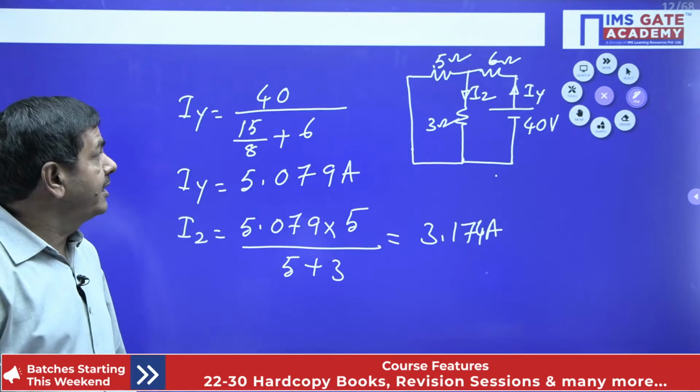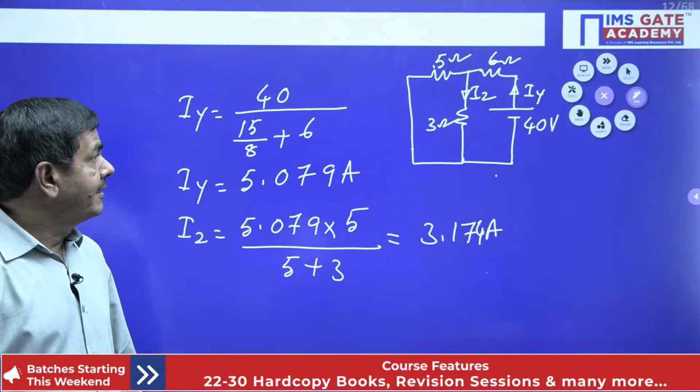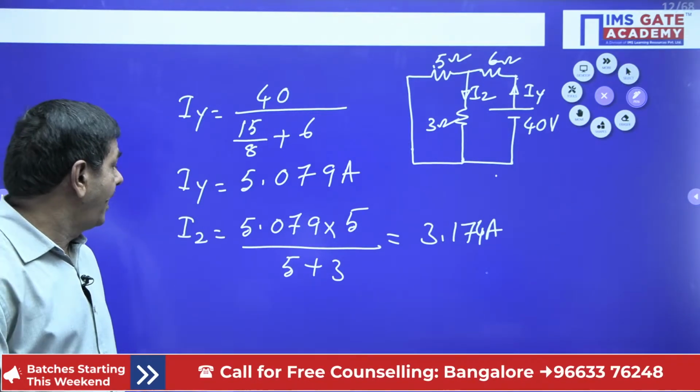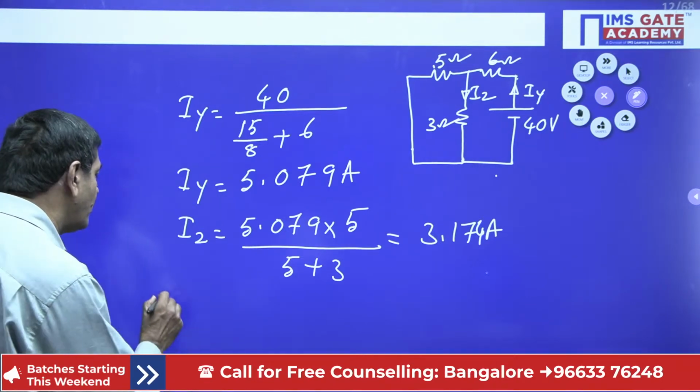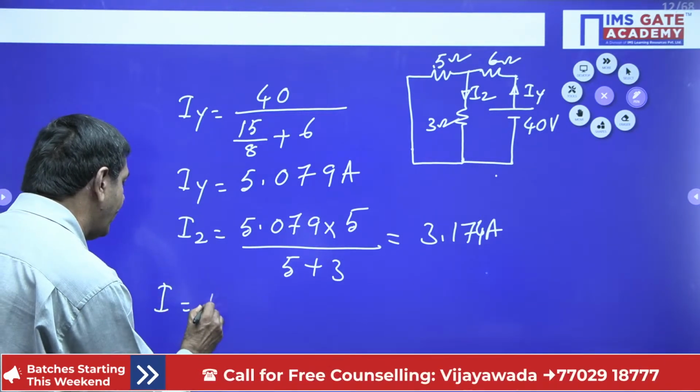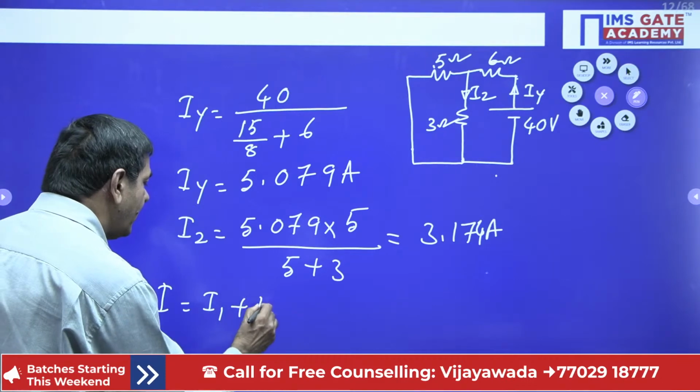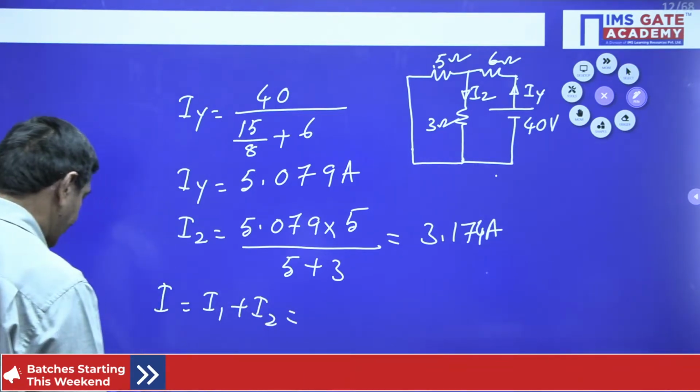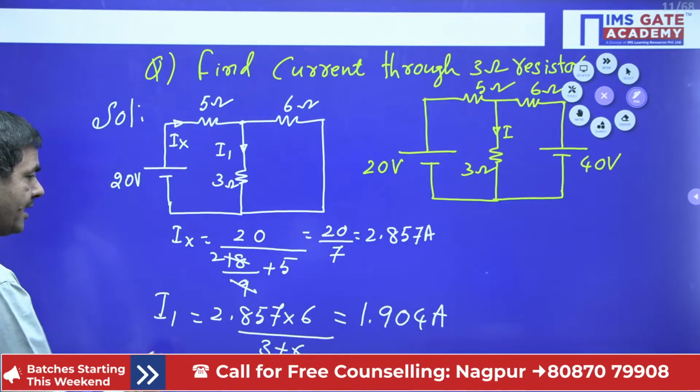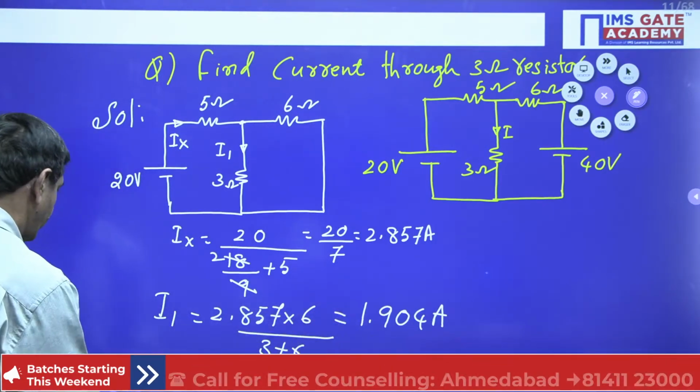But what about the net current I? The net current I is nothing but I1 plus I2. According to the superposition theorem, we can find I1 plus I2. What I1 are you getting here? Already we got I1 as 1.904.